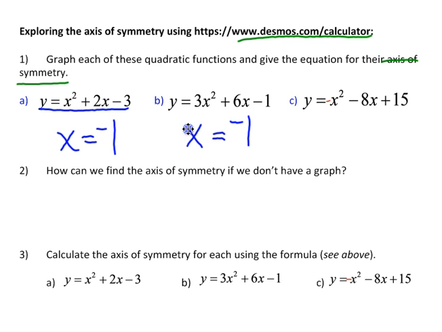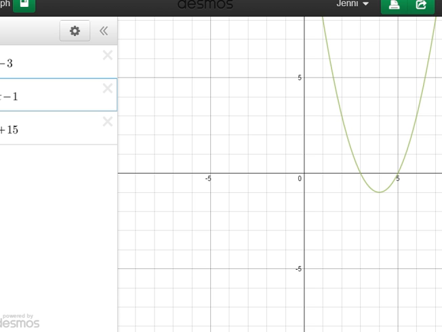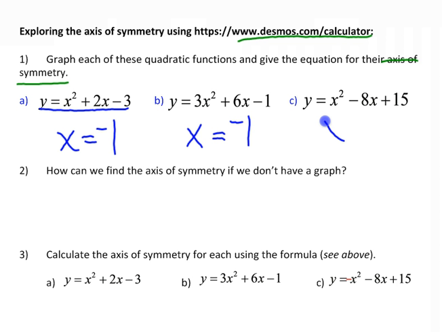Let's graph the last one: y equals x squared minus 8x plus 15. That gives us this one here, and here's our vertex right here at (4, -1). So the line of symmetry through that vertex is going to be x equals 4. So when we graph it, we can look at the graph, spot the vertex, and tell what the line of symmetry is going to be.